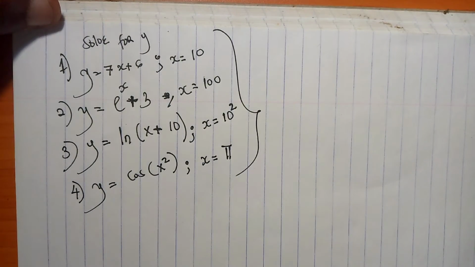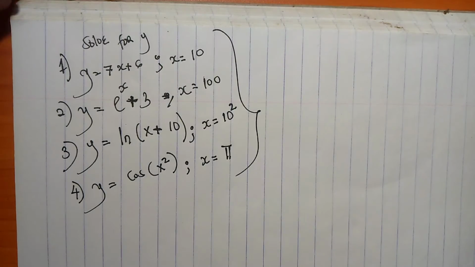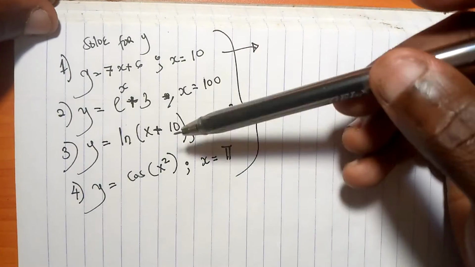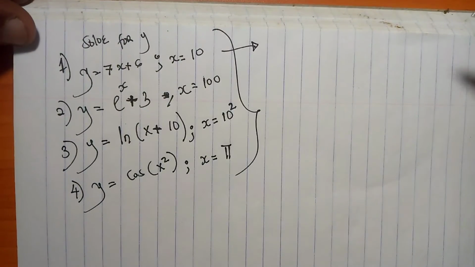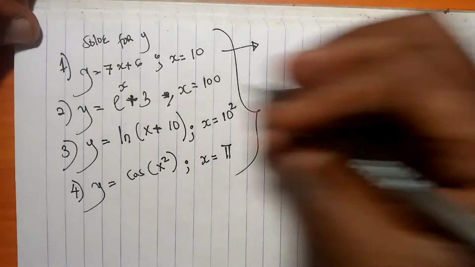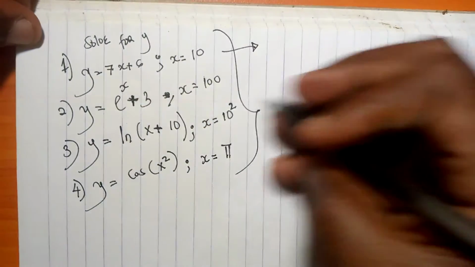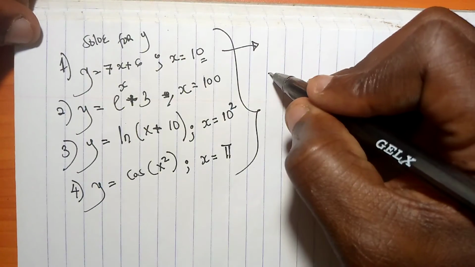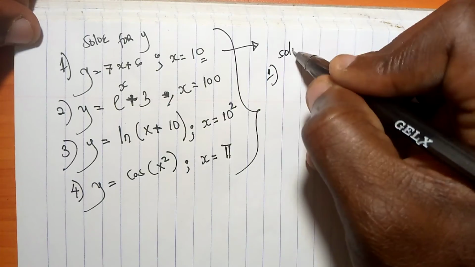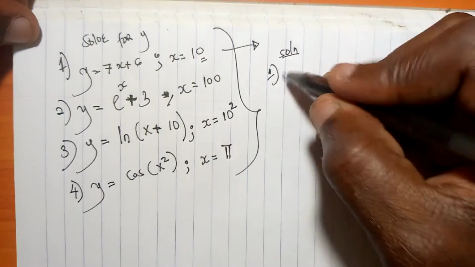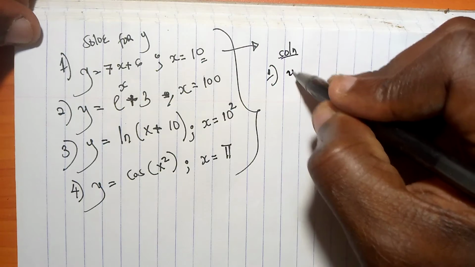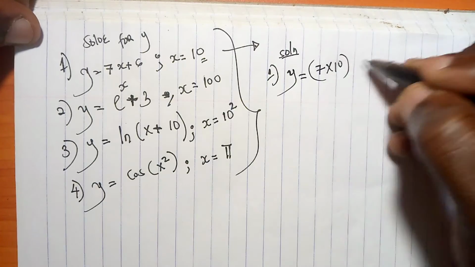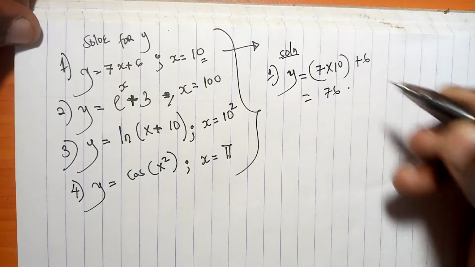All right. So for the solution, I am going to do number 1, and then the solutions for numbers 3 and 4, I'll demonstrate using a calculator. For number 1, it's simple. You just substitute because you've been told x is 10. So y is equal to 7 times 10 plus 6. So y is 76.